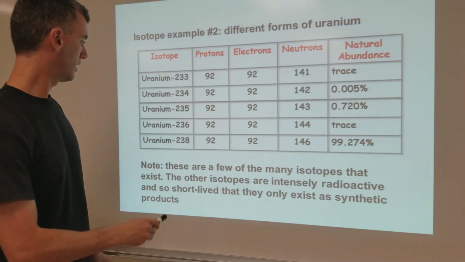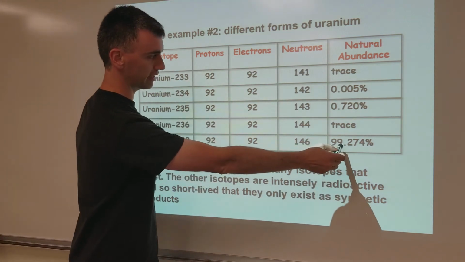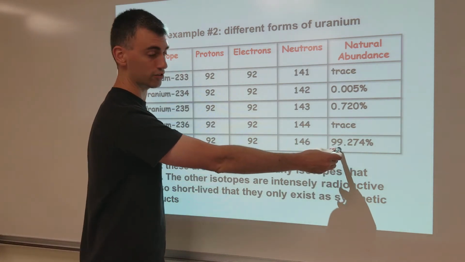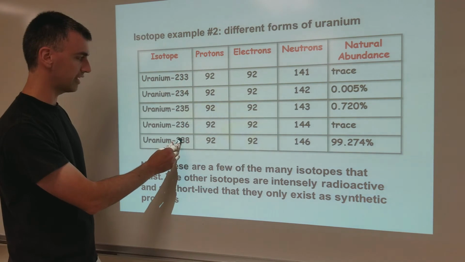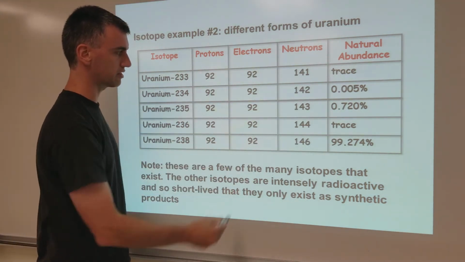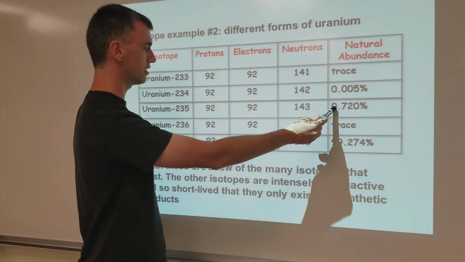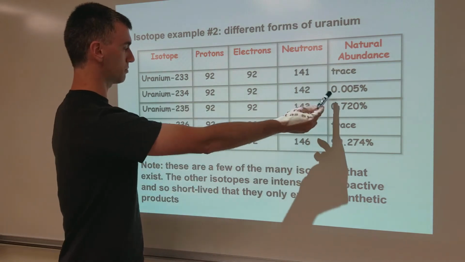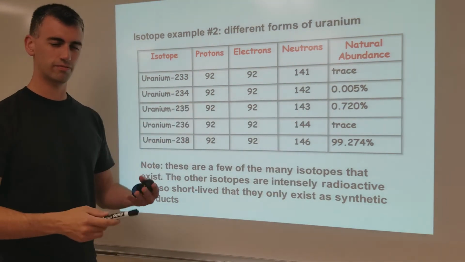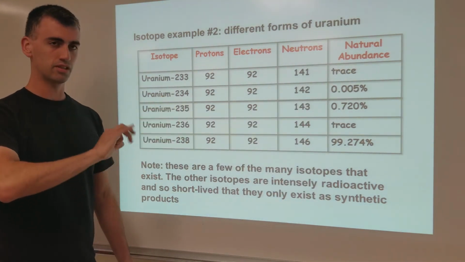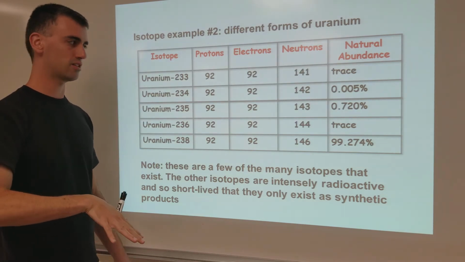Reason why? The vast majority of natural uranium is uranium-238, with 92 protons, 146 neutrons. But a small percentage is uranium-235, and a smaller percentage uranium-234. And this isn't a complete list, there are many other uranium isotopes out there.